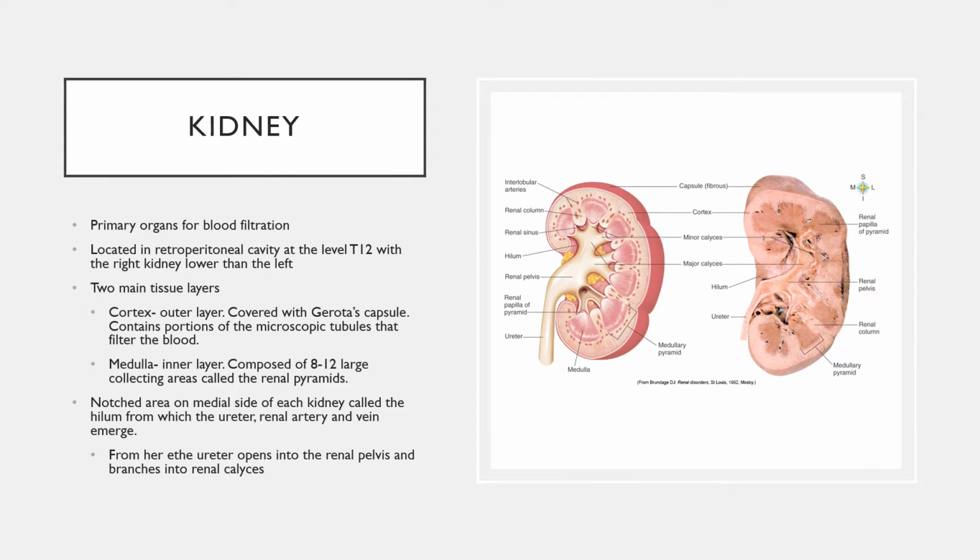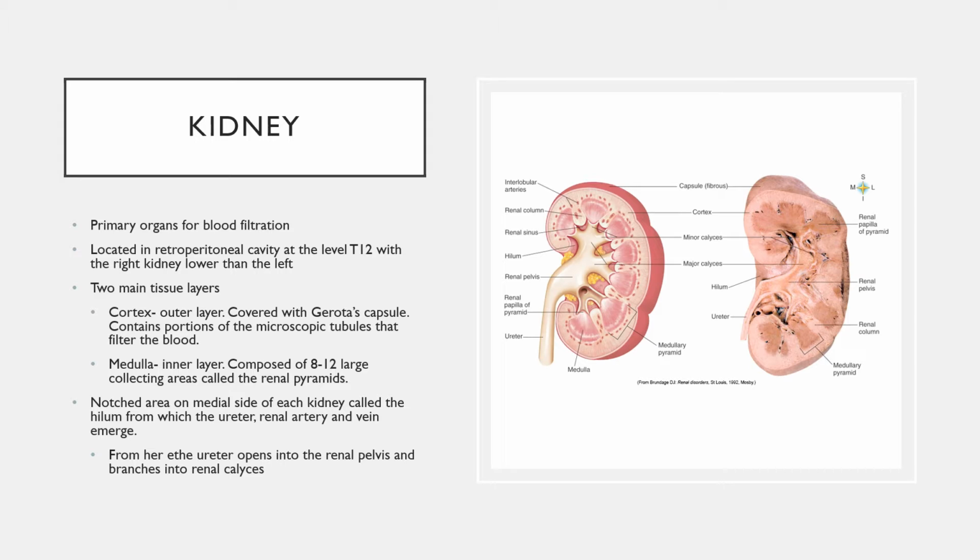We're going to start with the kidney. These are the primary organs for blood filtration. They are located in the retroperitoneal cavity, usually at the T12 level. That is the thoracic vertebrae 12, with the right kidney sitting just a bit lower than the left. The kidneys do have two main tissue layers.